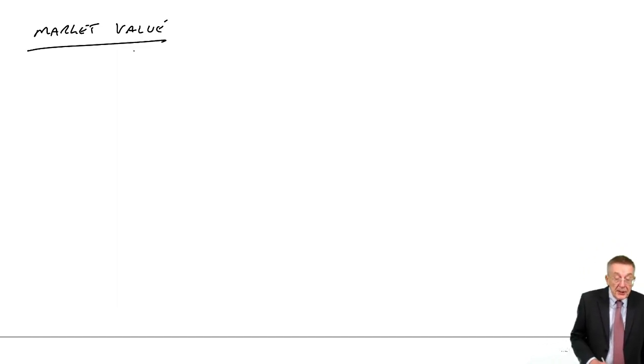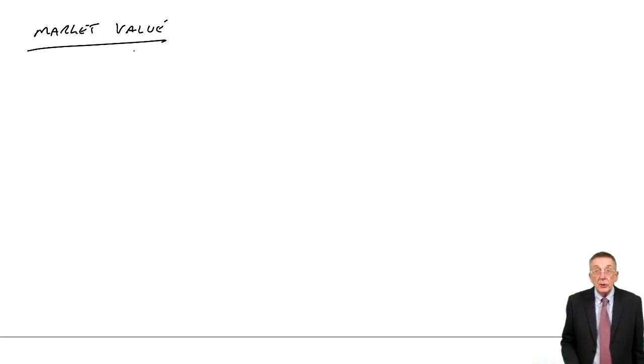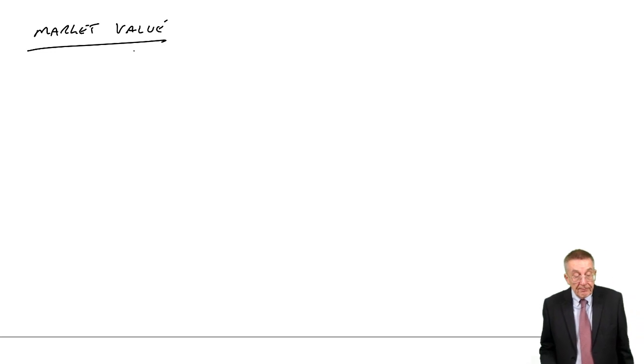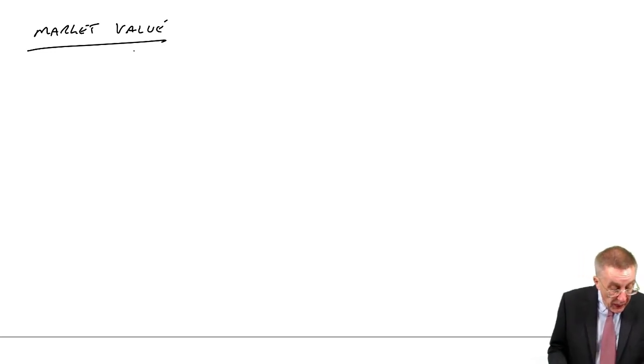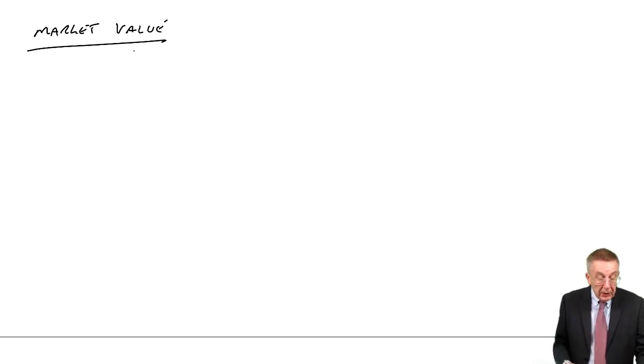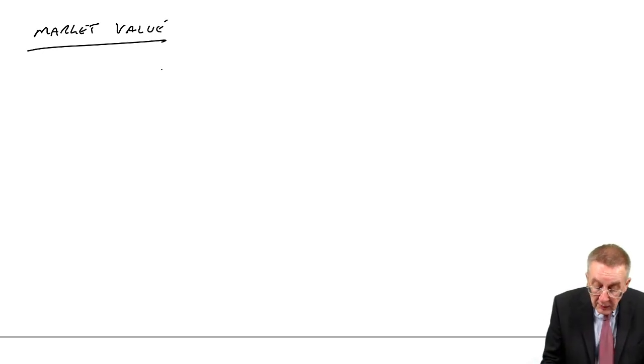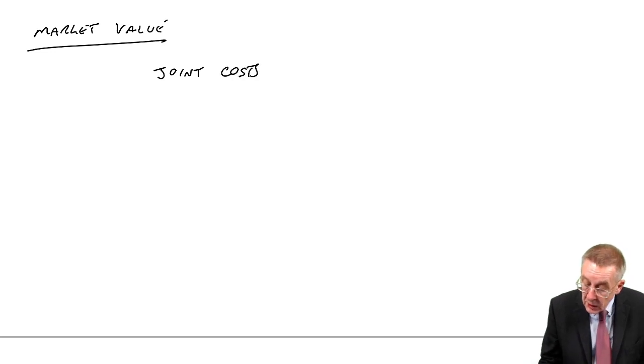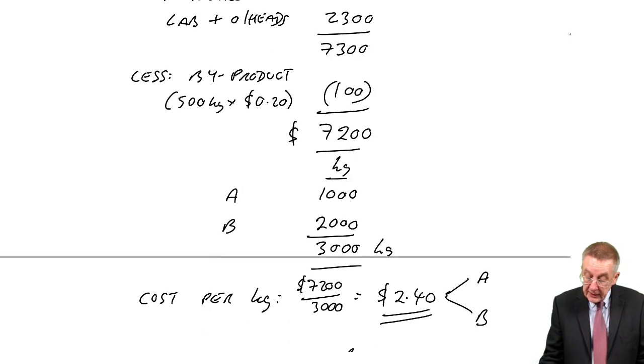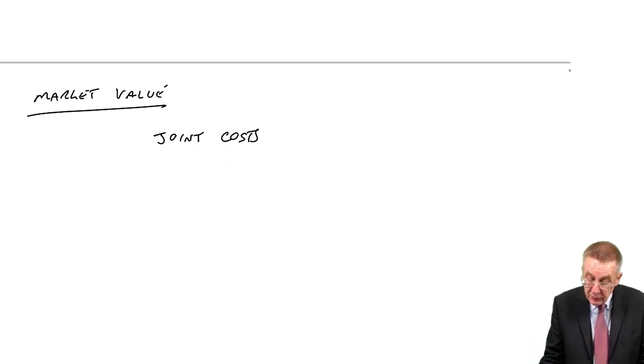And so look at example 2, which is exactly the same example. The figures are identical, but we're going to get the cost per kilo and profit per kilo, as I say, using market value. Well, first of all, the joint costs. We've already worked that out. The total of all the costs less the byproduct money is 7,200.